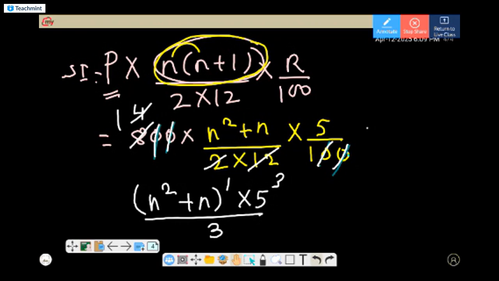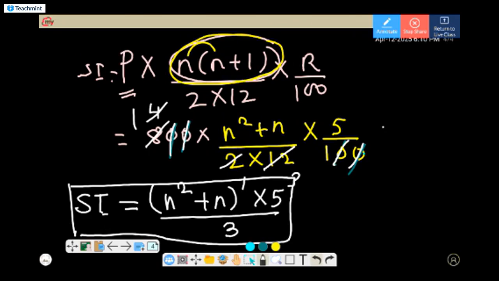Okay, so this is not any perfect answer. We're just getting some equation format. So for the SI value, the equation we got is n square plus n into 5 by 3. Now let's see where we need to put it. Done writing all these points, all these steps?